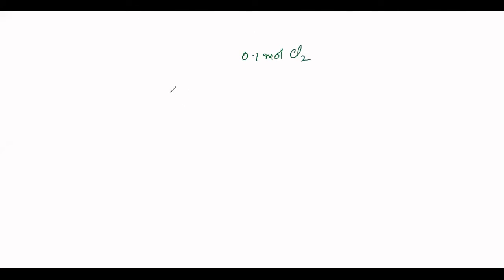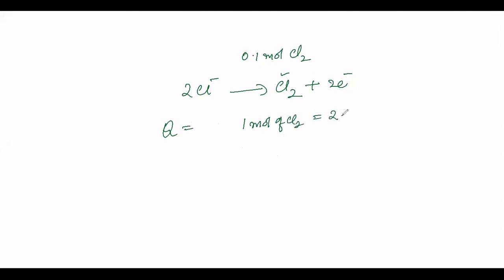So how does the reaction happen? 2Cl minus gives Cl2 plus 2 moles of electrons. So if you want 1 mole of this, 2 moles of electrons are required. Using 3 ampere current, you have to find the quantity of electricity required for the time. For 1 mole of chlorine, you need 2 moles of electrons. 1 mole of chlorine requires 2 moles of electrons.